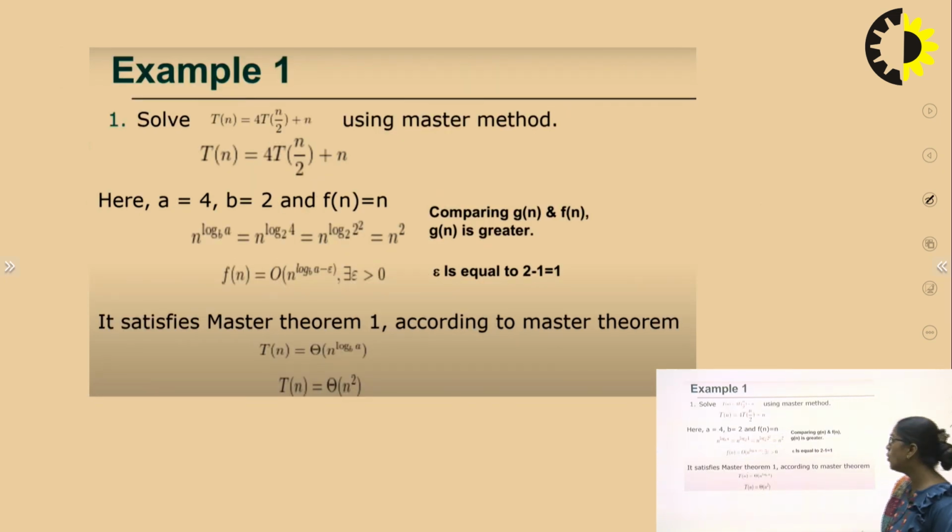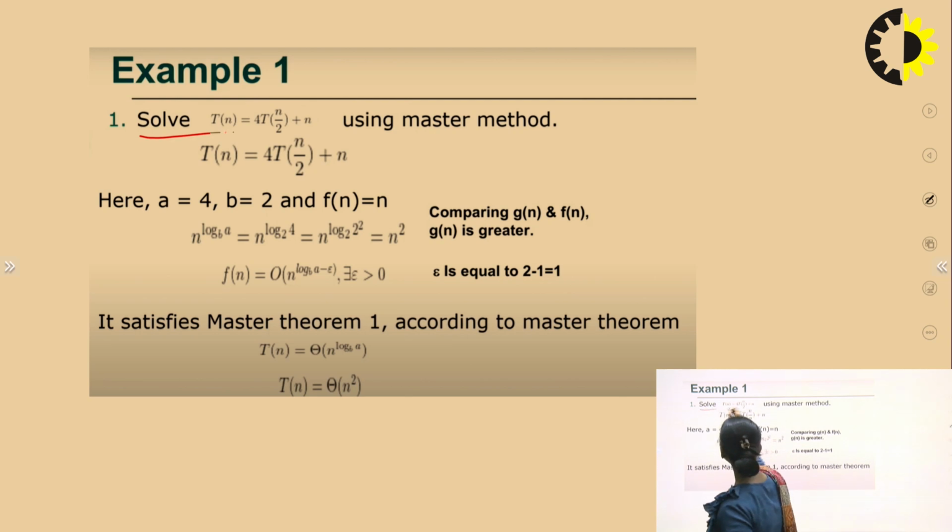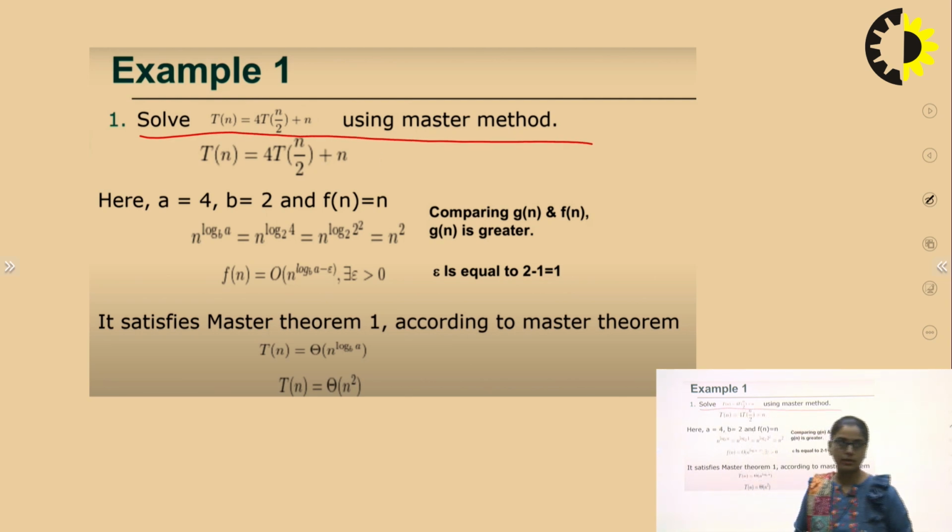So in your examination, a question arises like this: solve this particular recurrence equation by using the master method. What is step number 1? Firstly, we have to compare this equation with our standard equation: T(n) equals a T(n/b) plus f(n). Comparing this recursive equation with the standard equation, we get the values of a, b and f(n). So here a equals 4, b equals 2, and the value of f(n) is n.